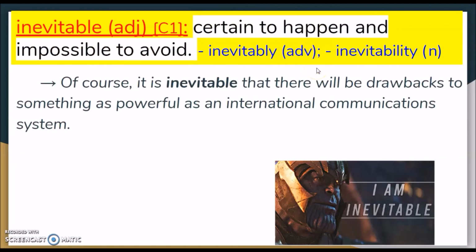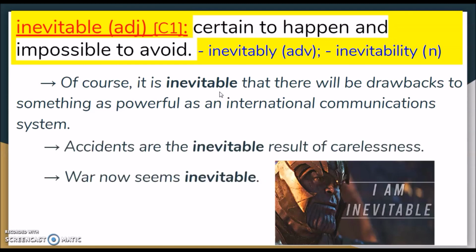In the text, of course, it is inevitable that there will be drawbacks to something as powerful. So, I mean, there will be disadvantages and you can't avoid it. You can't escape from it. It is impossible to avoid. I mean, it is certain to happen. Okay? Yeah.